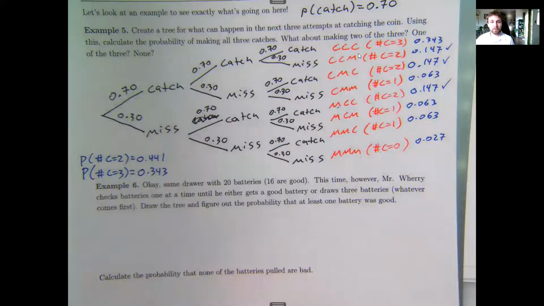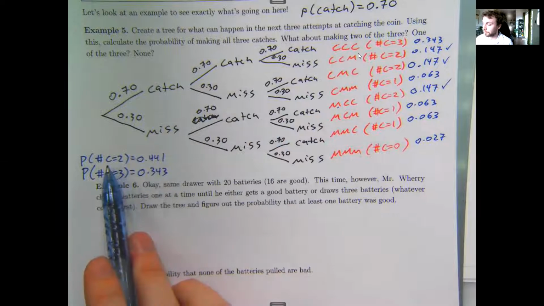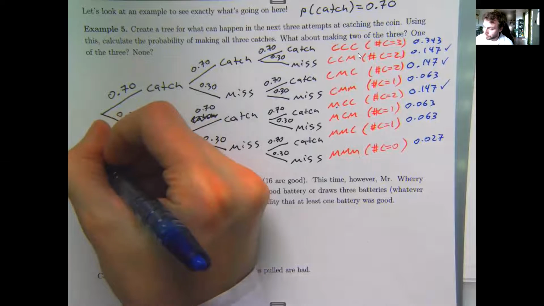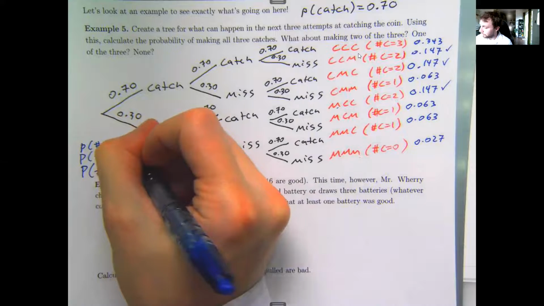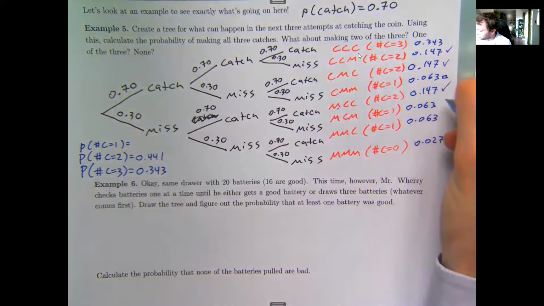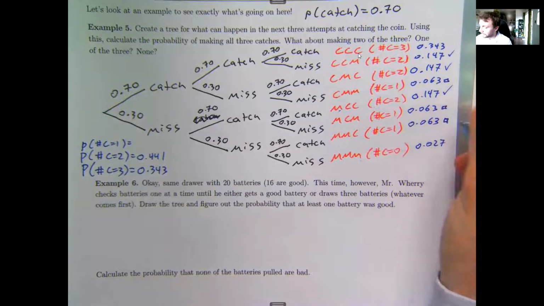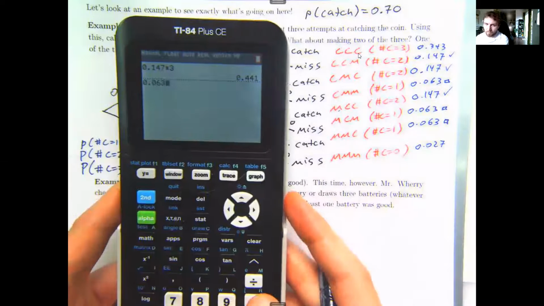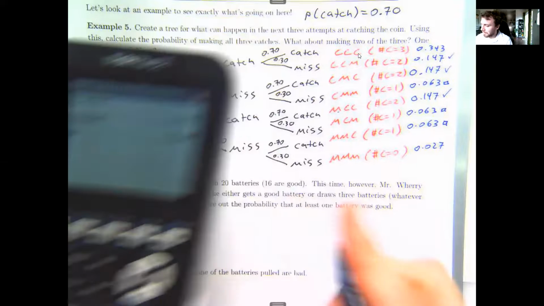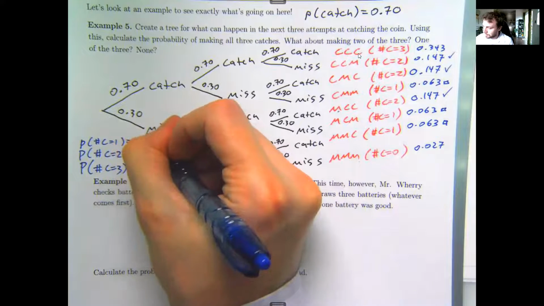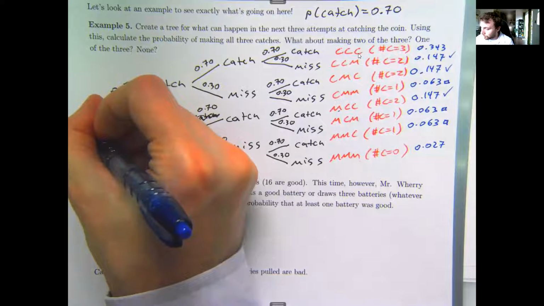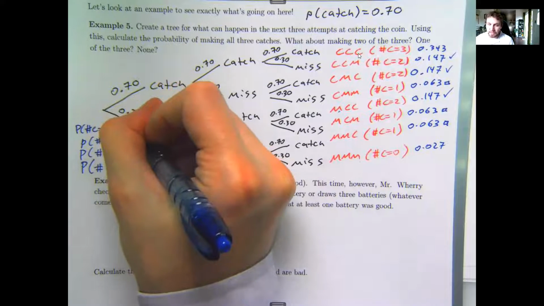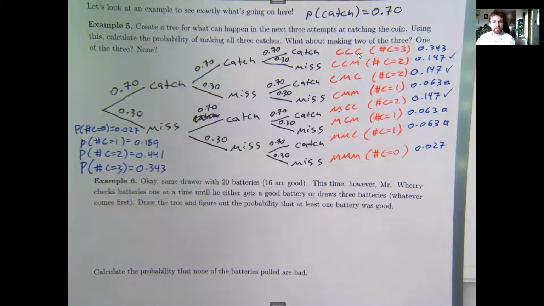So if someone said, how likely is it that you got 3 in a row? There's about a 34% chance of that. The probability that you got 2 out of 3 was 44%. The probability of getting 1, I'm going to add up all the probabilities for 1. Looks like I had the same thing showing up 3 times here. That gave me 18.9%. And the probability of 0 only showed up 1 time at the bottom of the tree. The probability that I miss all 3 is pretty low, about 2.7%.